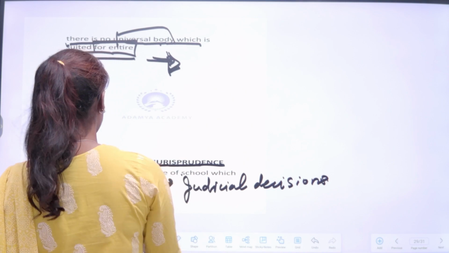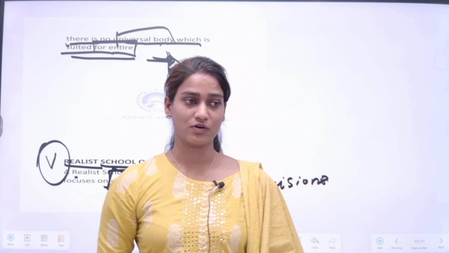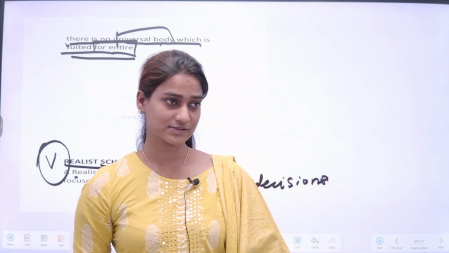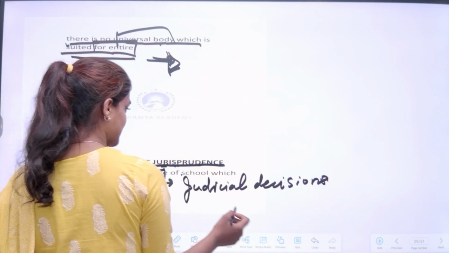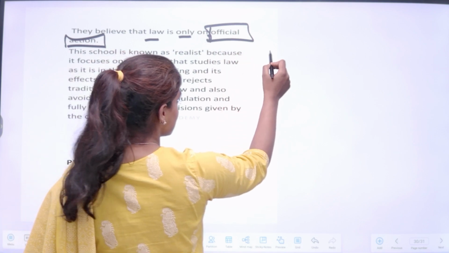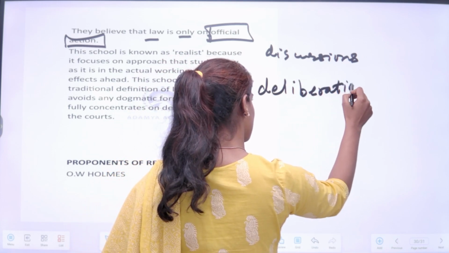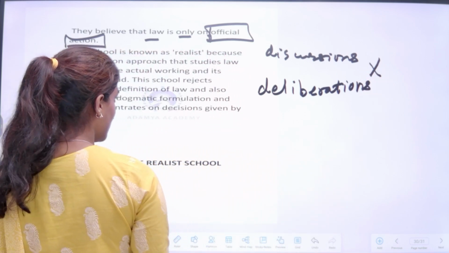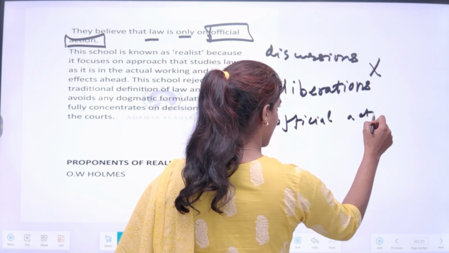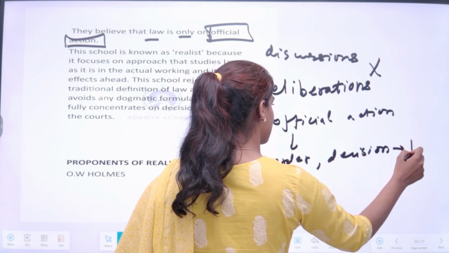But this school holds that law is not what is discussed, law is not according to morals, morality is not law, ethics is not law. Law is something which is pronounced by the judge, or a legal judgment, order, or decree is what is law, according to the realistic school of jurisprudence. They believe that law is an official action. So any discussions, any deliberations are not accounted as law. Only official action in the form of an order or decision is what is considered to be a law.